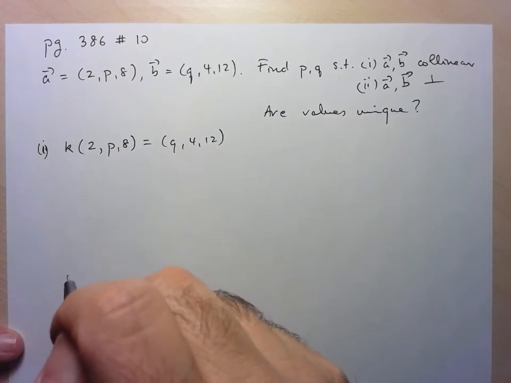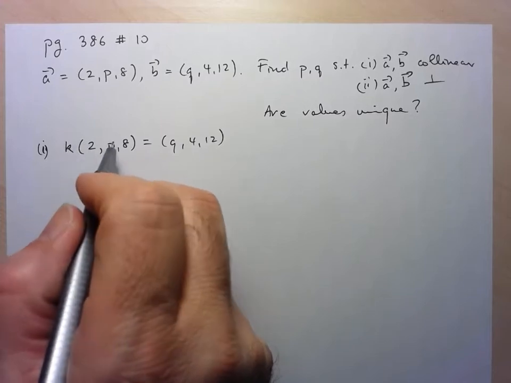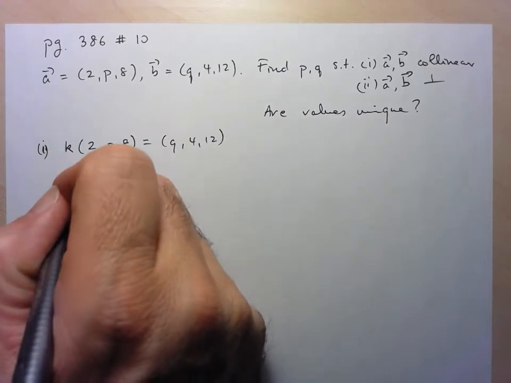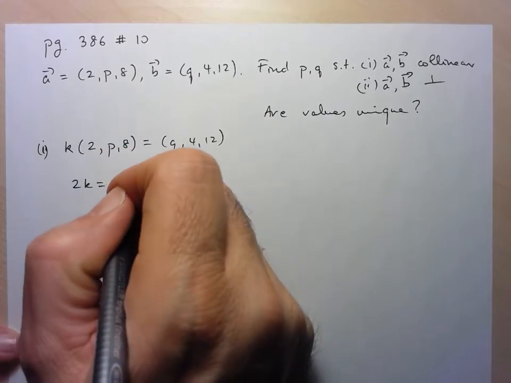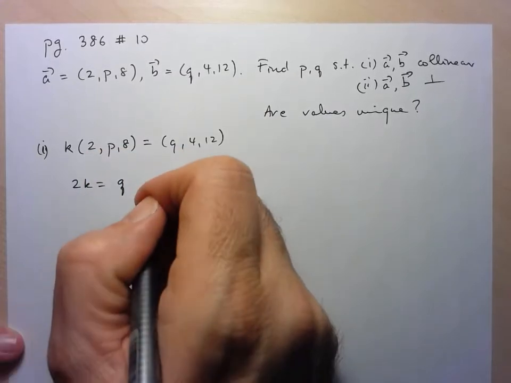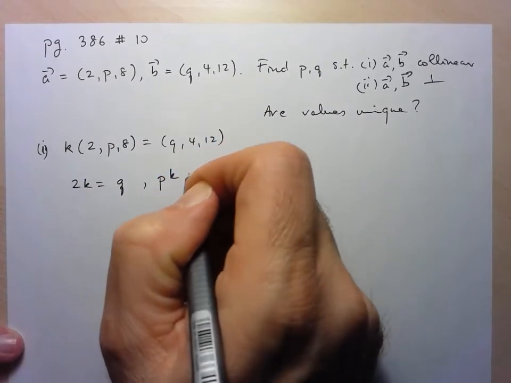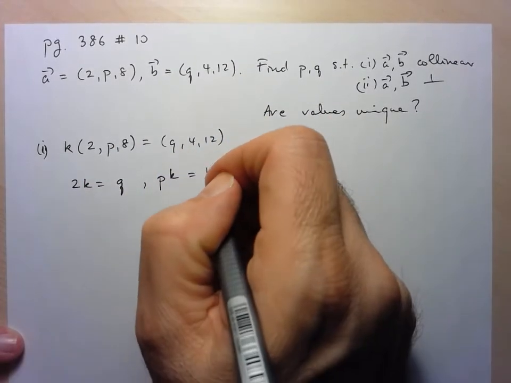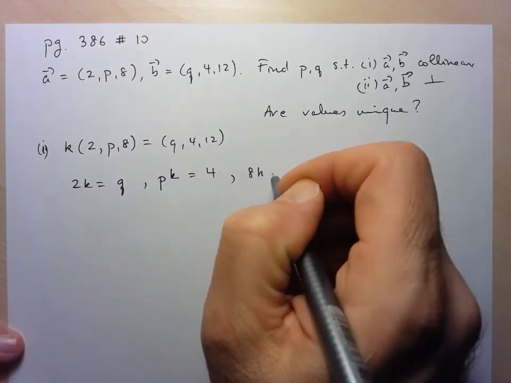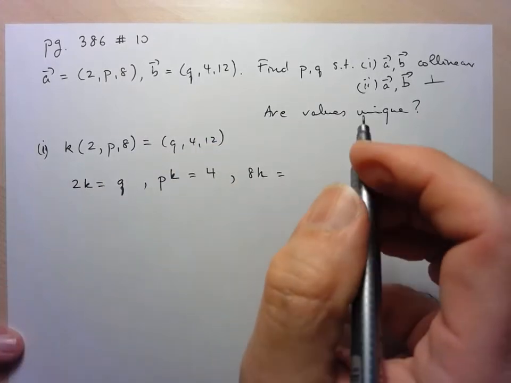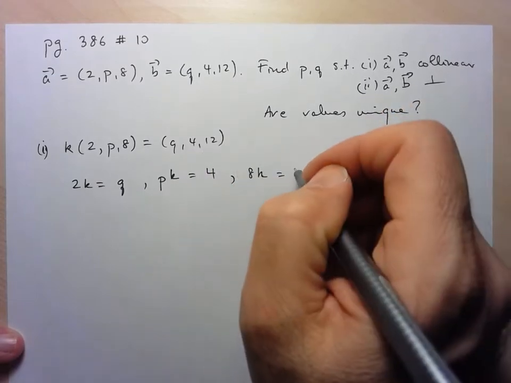So let's see what happens when we try to solve this. If I multiply this in, I know that the x component, which would be 2k, needs to be the x component on that vector, so it needs to be equal to q. We need the y component, which would be p times k, to be equal to the y component here, 4. And lastly the z component, 8k, needs to be equal to the z component here, 12.